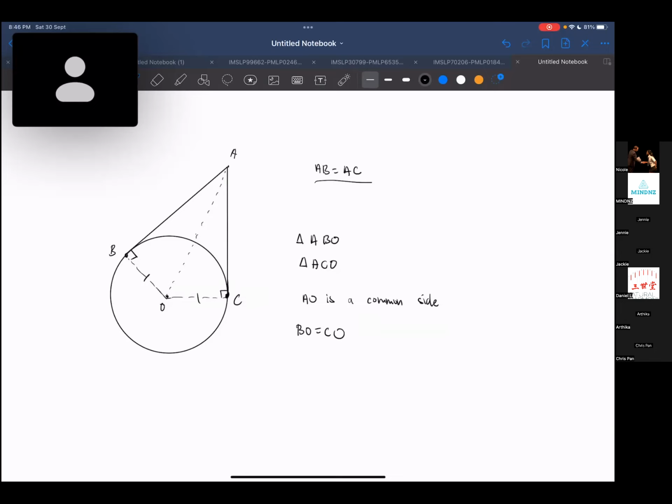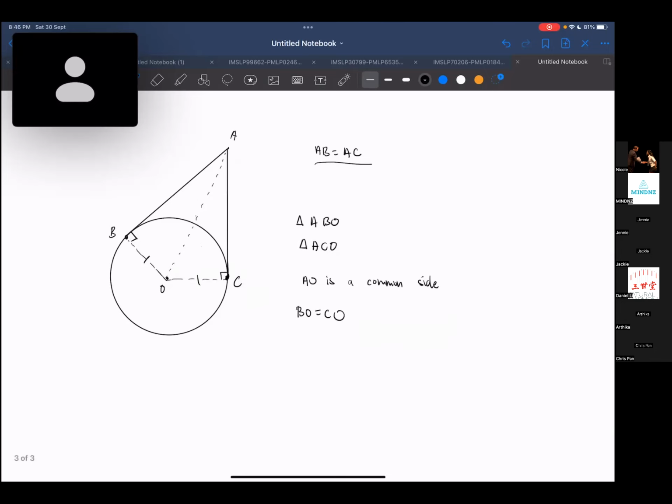So now, what do the two triangles have in common? They have these three things. They have a right angle, they have BO equals CO, and they also have AO equals AO. And therefore, the two triangles must be congruent, and then AB must equal AC. And we hopefully remember what congruent means.